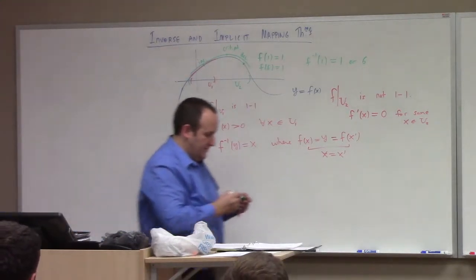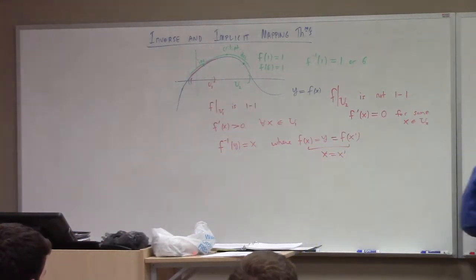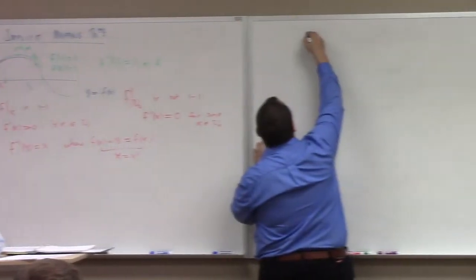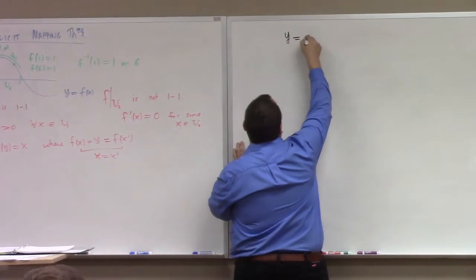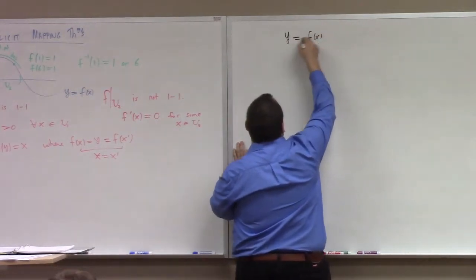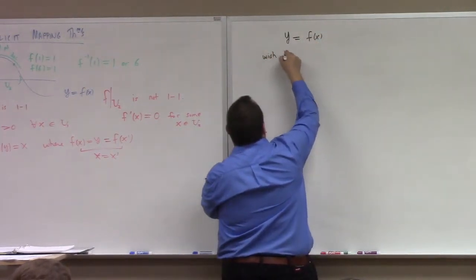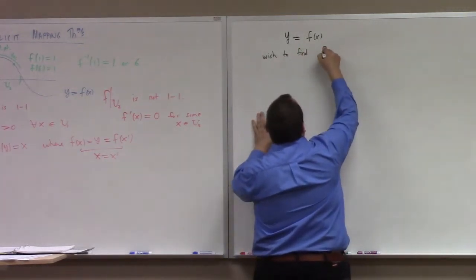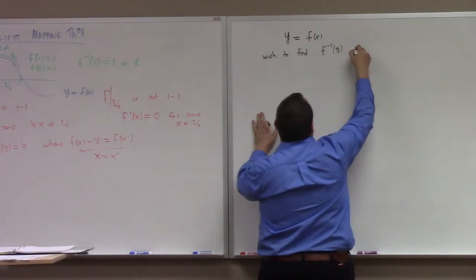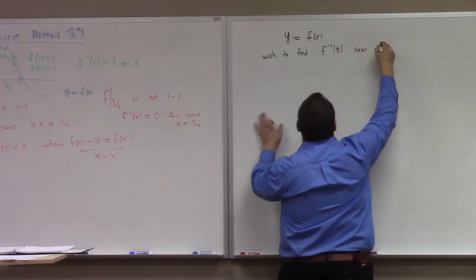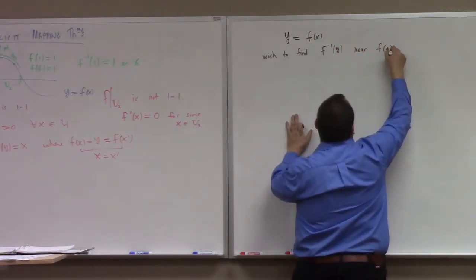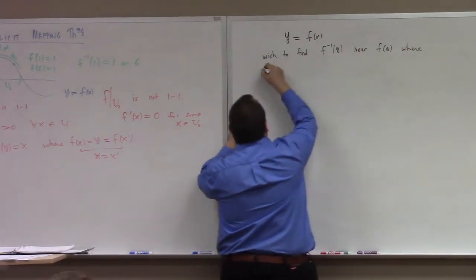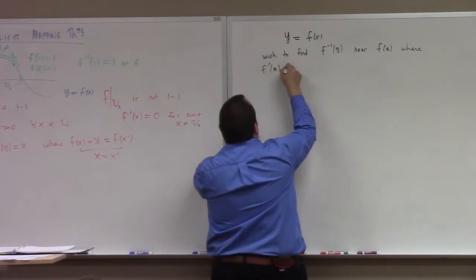So let me just talk for a second then about the problem of finding an inverse function. So what is the problem? We got y equals f of x, right? And we wish to find f inverse of y near, let's say, f of a, where, let's say, f prime of a is not equal to 0.